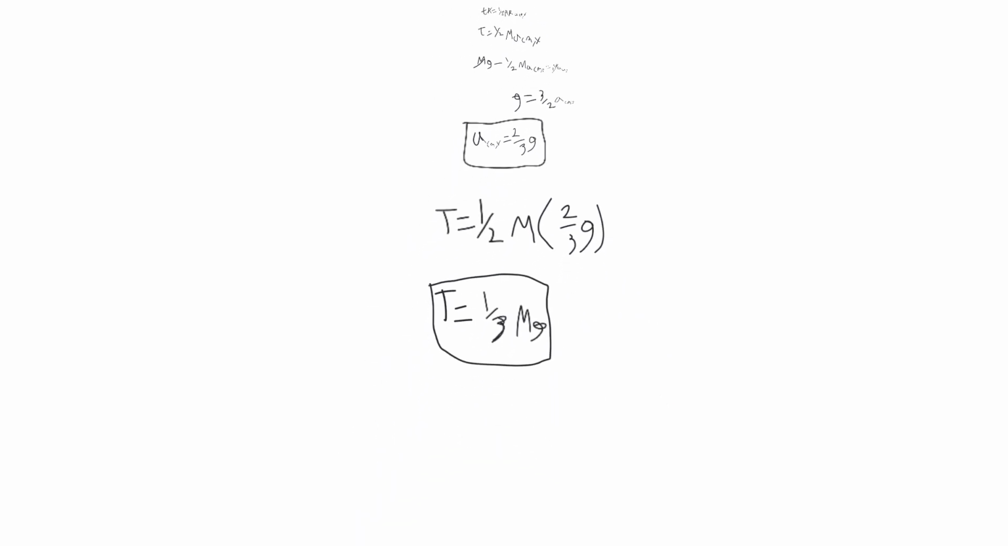And here, to find the tension, as we know from before, tension is equal to half times the mass times the acceleration, which we now know. We substitute that, simplify the 2/3 and 1/2, and we get tension equal to 1/3 times the weight force. So that's very interesting. That's how you do that. This is the acceleration, and this is the tension.